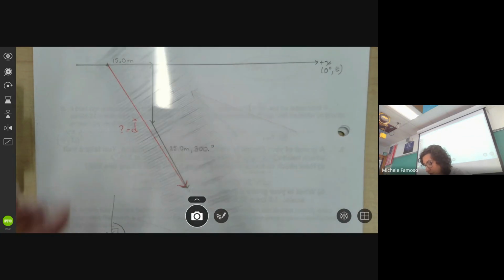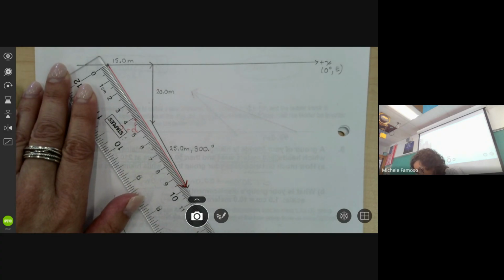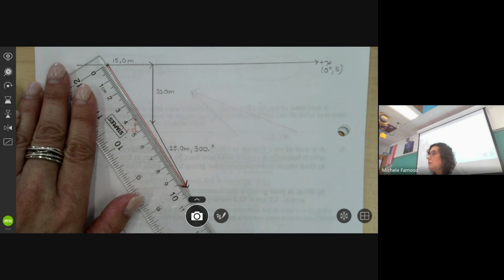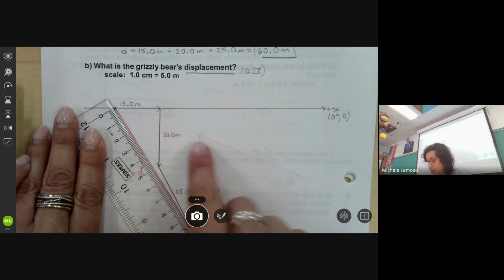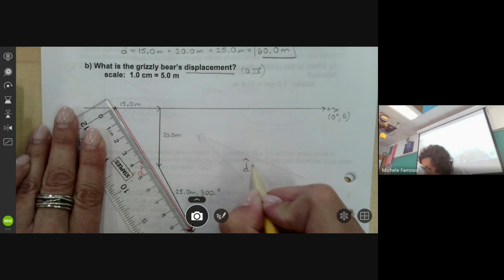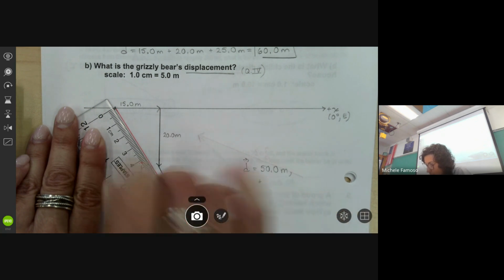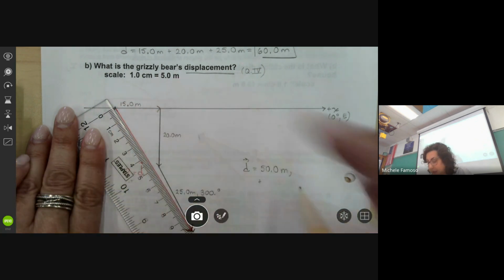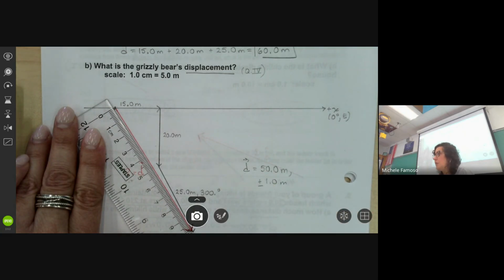Let's get the magnitude first, measure the length. I'm getting 10.0 centimeters. Are you getting about close to that? So 10 times 5 would be 50. I have to express it with the same precision. So this displacement would be 50.0 meters. Now, 0.2 of a centimeter in this scale is 1 meter. So you get 1 meter of leeway on that.